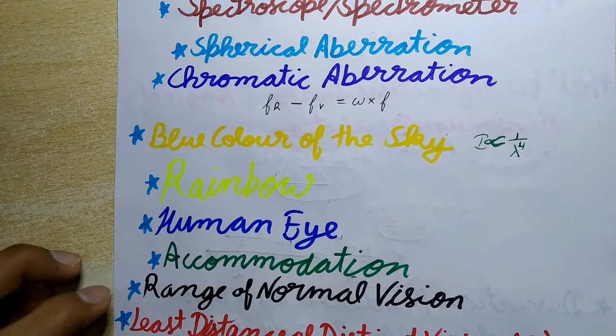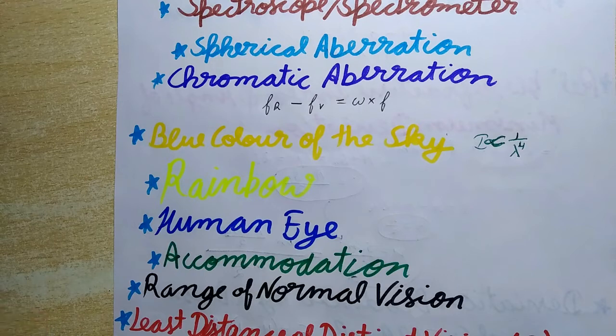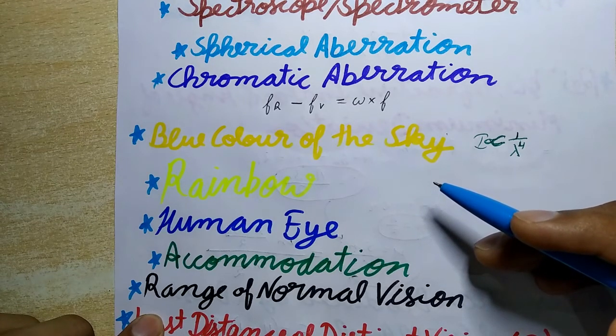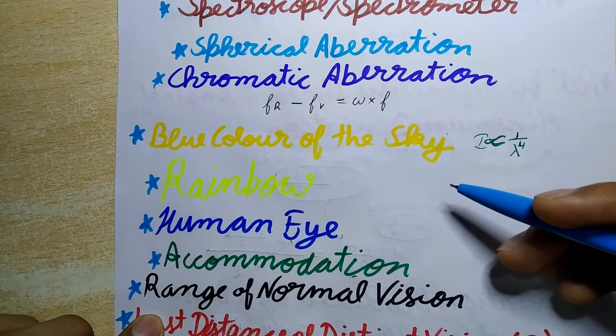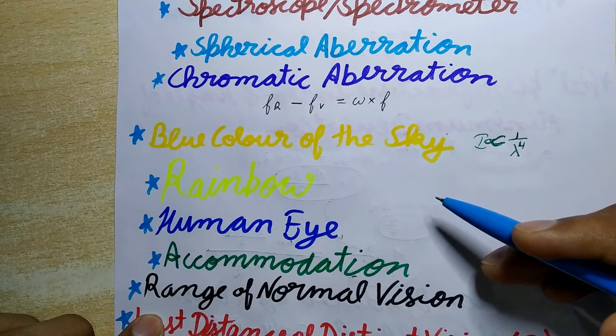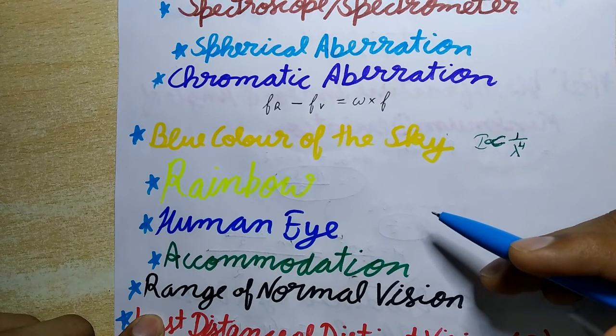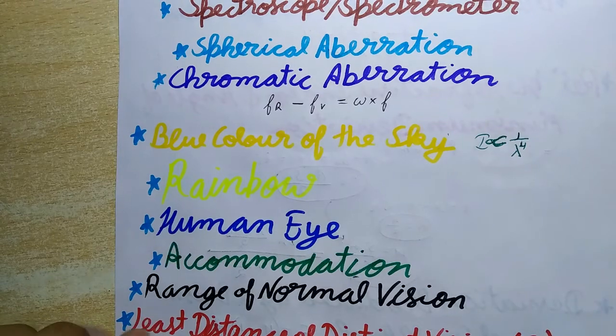So here, subtopic primary rainbow. The primary rainbow is brighter with its inner edge violet and outer edge red, subtending a 41 degree to 43 degree angle at the observer's eye. Secondary rainbow is fainter with its inner edge red and outer edge violet, subtended at 51 degree to 54 degree angle at the observer's eye.